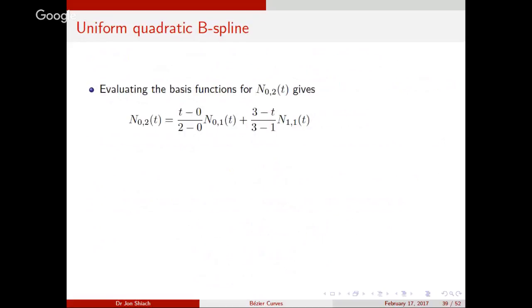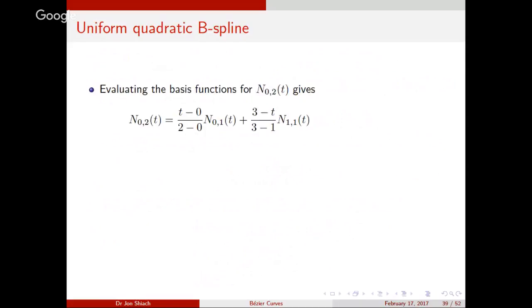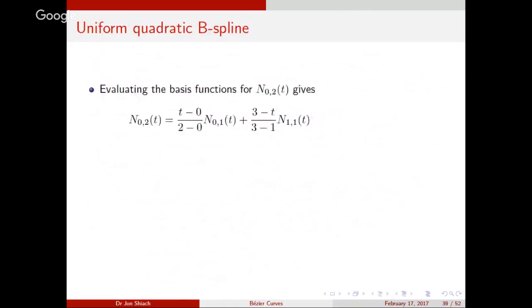So we have this horizontal arrow, which is given by t minus the first knot, divided by, and I can't quite remember this one, t minus t_i, t_(i+j) minus t_i. So that's that first coefficient. That's what that comes from. And that's multiplied by N01, see? And then I've got the other one, which if you look back at the Cox-de Boor formula, I can't remember off the top of my head, that's what you get.